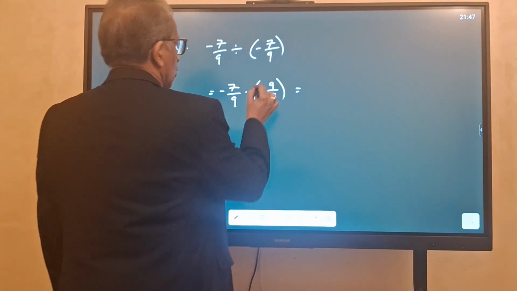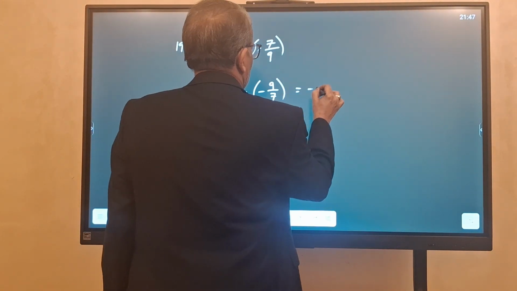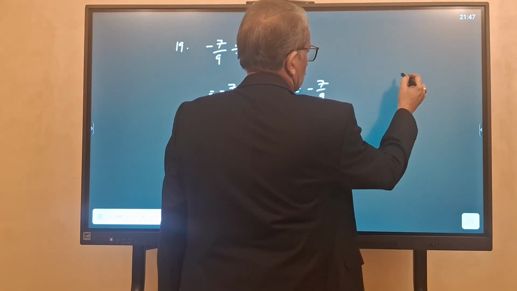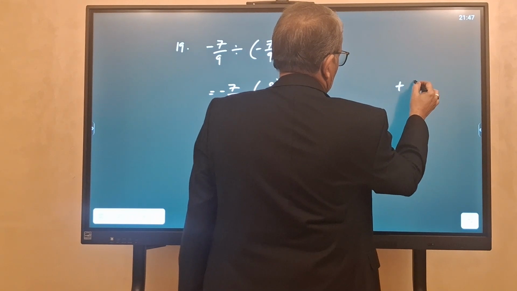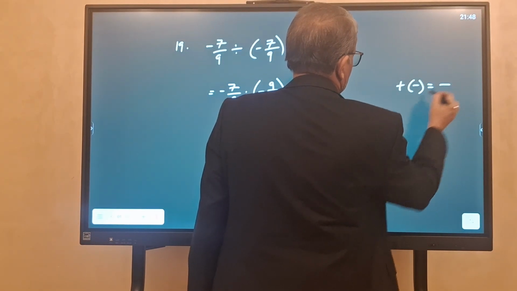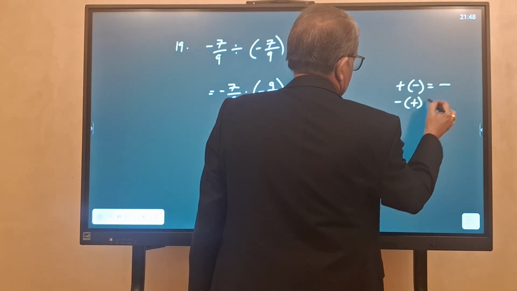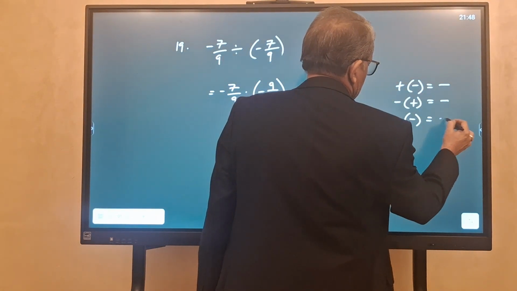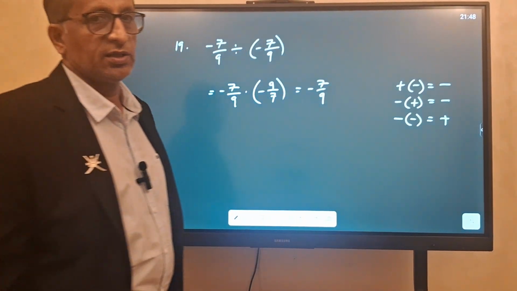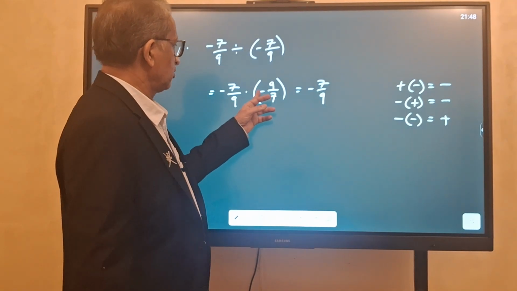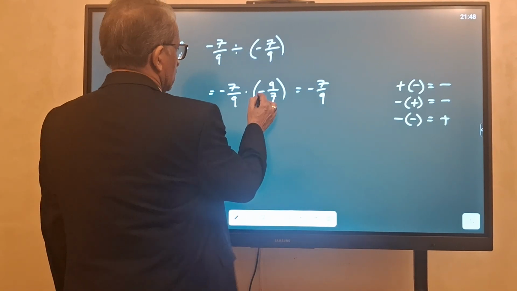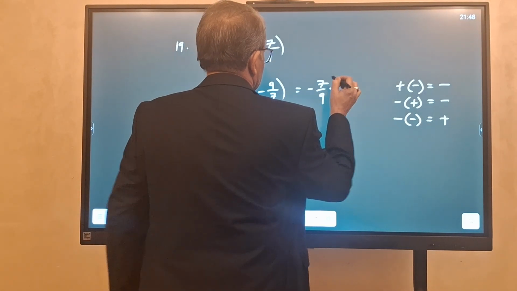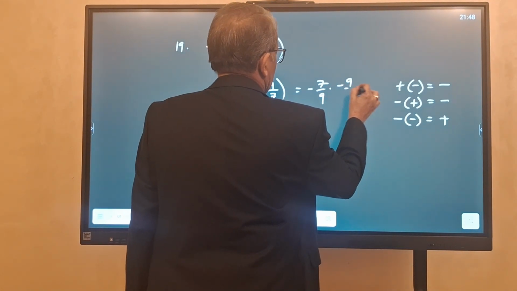So open the bracket. Minus 7 by 9, and you should know the rule of opening the bracket. Plus into minus, it is minus. Minus into plus, it is minus. Minus into minus, it is plus. This is how we open the bracket. So here we have to open the bracket. If I open the bracket here, there is a plus, then it is minus 9 by 7.